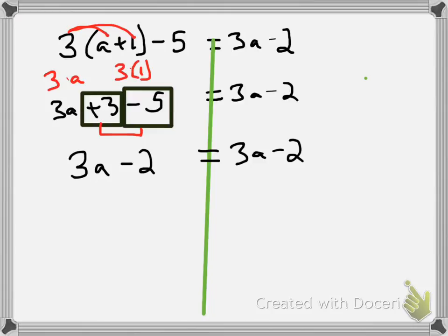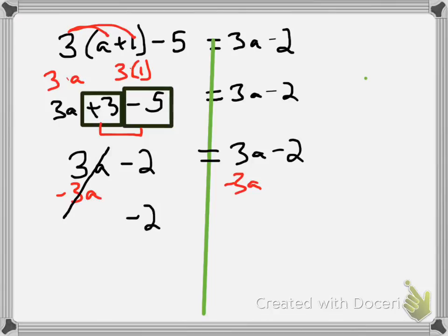So I'm going to try to get the variables together. So I'm going to move the 3a here over to here. So I do the inverse of the 3a. That's going to be a subtract 3a and a subtract 3a. Now, of course, what happens in my head? What is 3a subtract 3a? It's 0a, but we never write that down, do we?